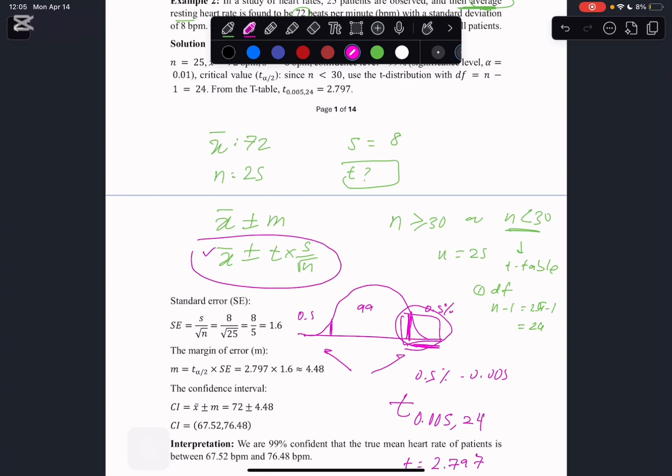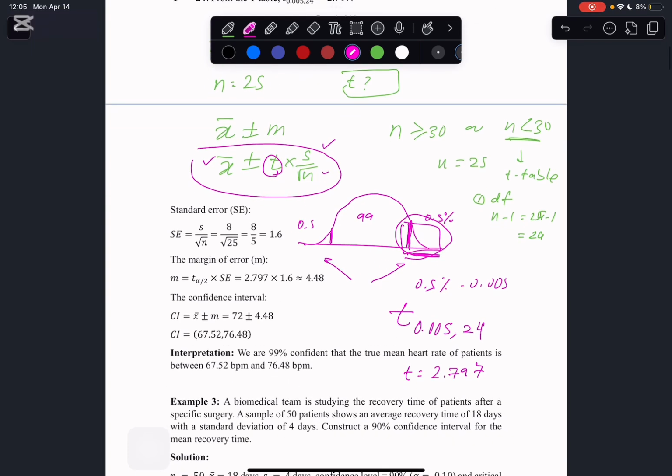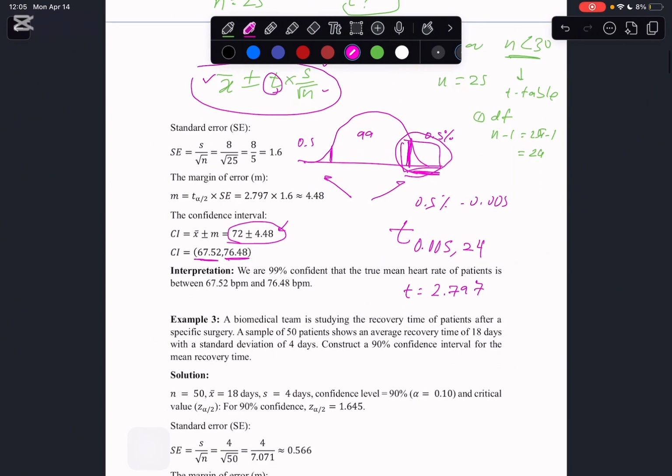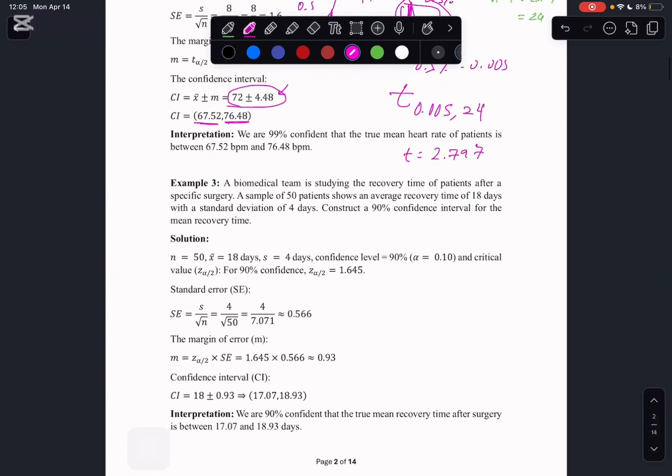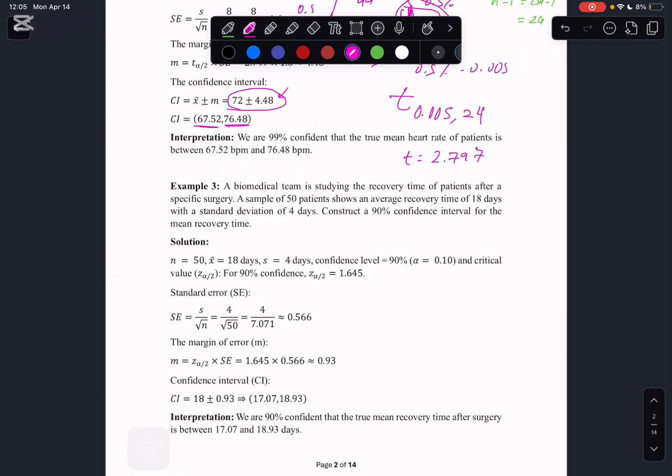عنا ال x bar, عنا ال s, عنا ال n, تو حسبت ال t, which is شو 2.797. And then you're gonna solve it basically, بيطلع لكم شي آخر شي, and then you're gonna add or subtract, بيطلع لكم the minimum and the maximum value, and then you're gonna interpret it. المهم, you're gonna translate it to a sentence, and you're gonna say the confidence level at 99% or the interval is between هالرقم وهالرقم. So this is the minimum value, this is the maximum value.